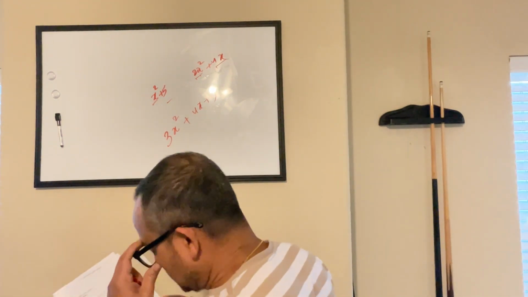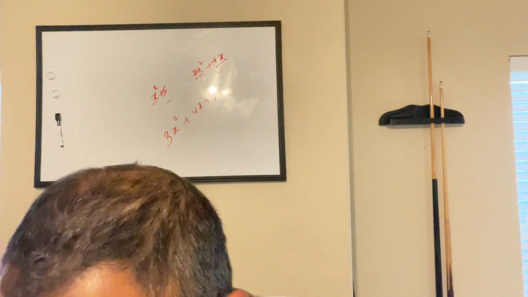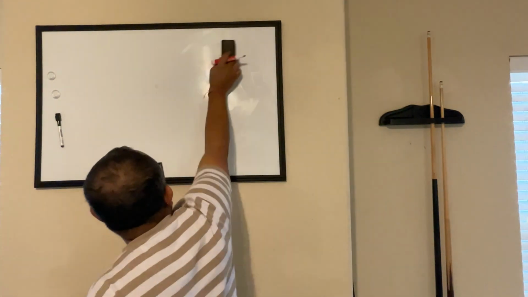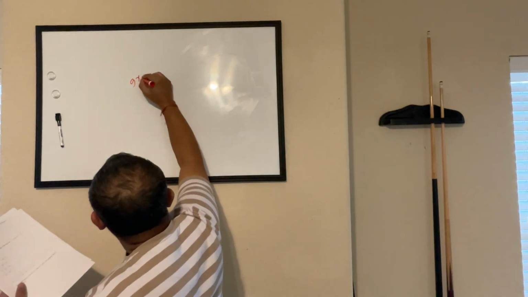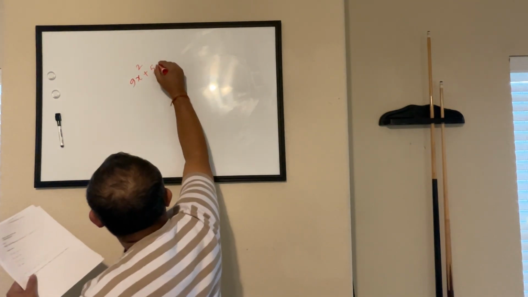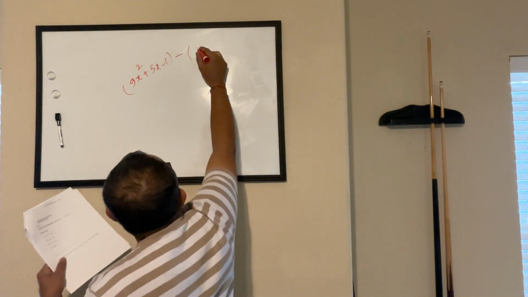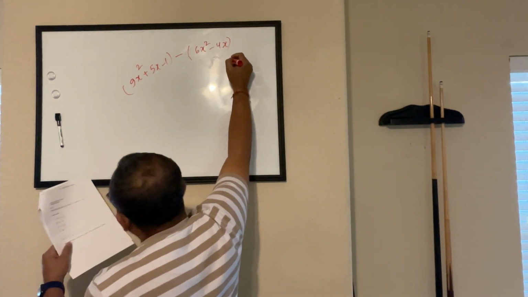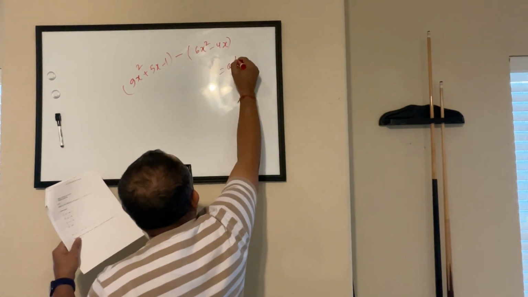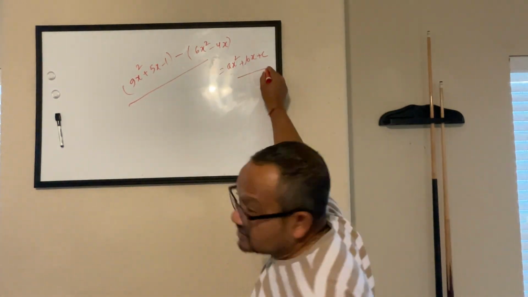Now let's look at the next one, and you tell me what that is. The equation would become 3x squared plus x minus 1. Just read it for me. 9x squared plus 5x minus 1, in parentheses, and then minus parentheses 6x squared minus 4x, equals ax squared plus bx plus c. So this is called the left hand side, this is called the right hand side of the equation.